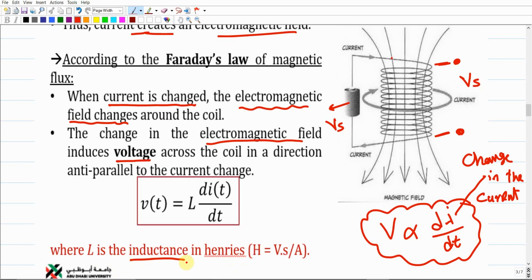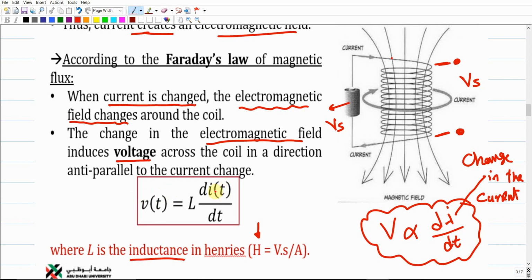So L is the inductance, which is measured in henries, and henries, which is H, is equivalent to the volt times second divided by ampere. A stands for the ampere, S stands for seconds, and V stands for the volts. And this is the unit, the henries, the measure of the inductance of an inductor that relates the volt to the current.